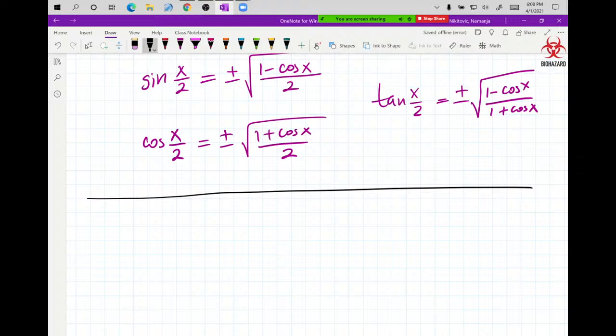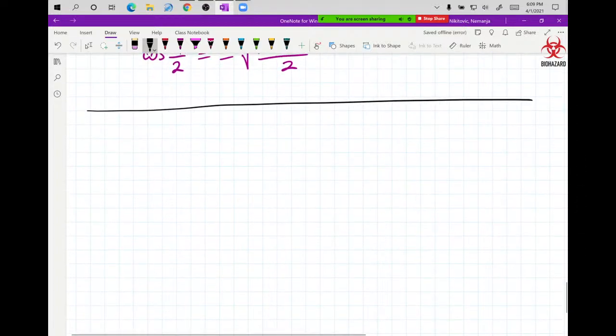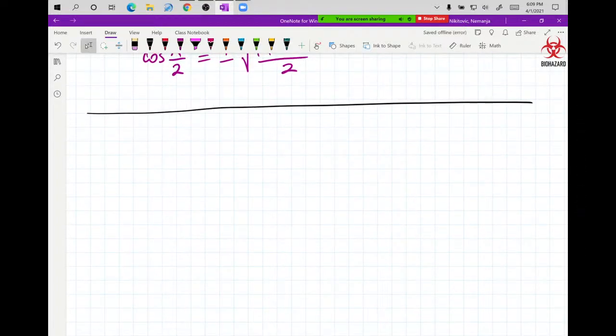So let's take a look at examples and see what they have in store for us. Verify. Yeah, verify identity. That sounds good. So we have. Let's compute the values first, because let's compute values, and then we'll figure out the rest.